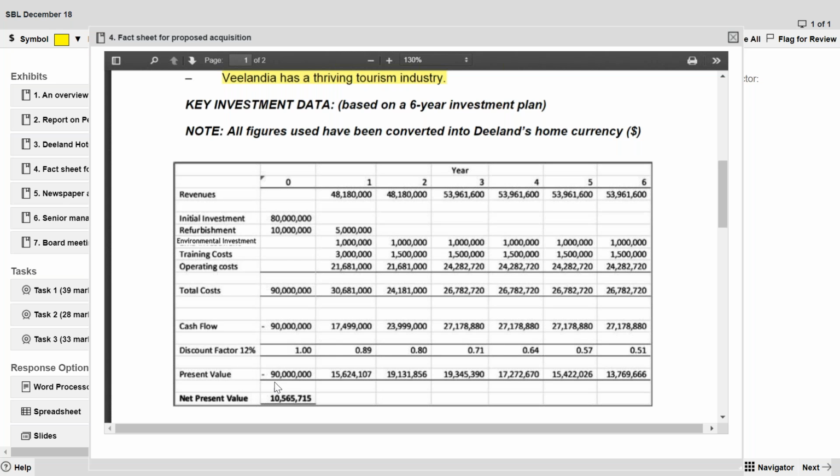Yes, they have used a discount factor of 12% and the net present value is $10 million. Not bad at a discount factor. So yes, the first thing is done. It is based on discounted cash flow and it is showing positive NPV. The second thing is you need to calculate the payback. So we will just use the net cash flow before discounting.